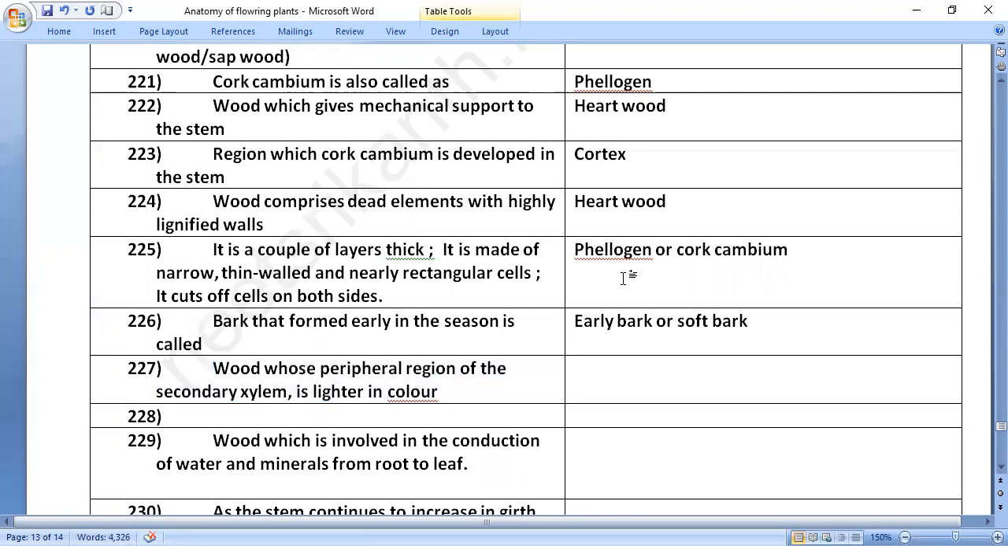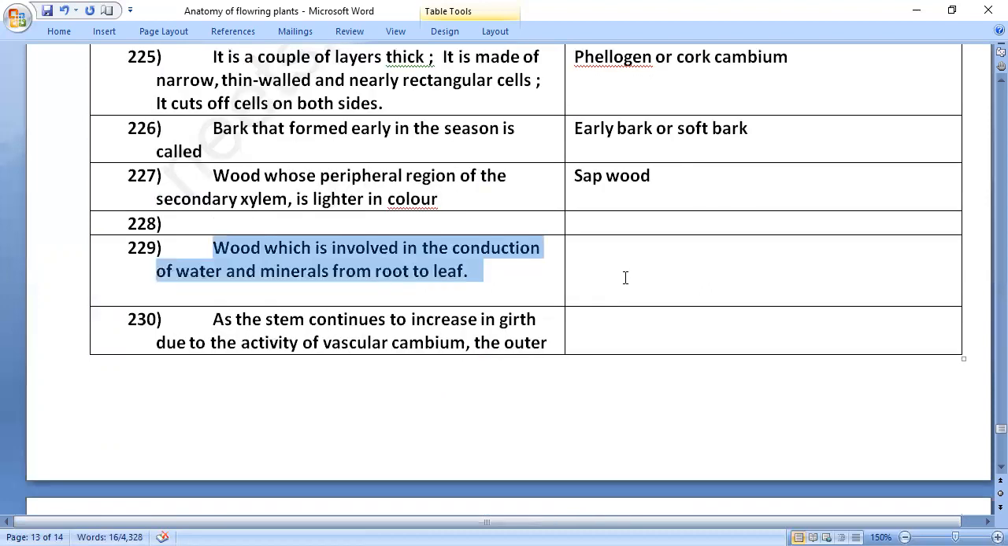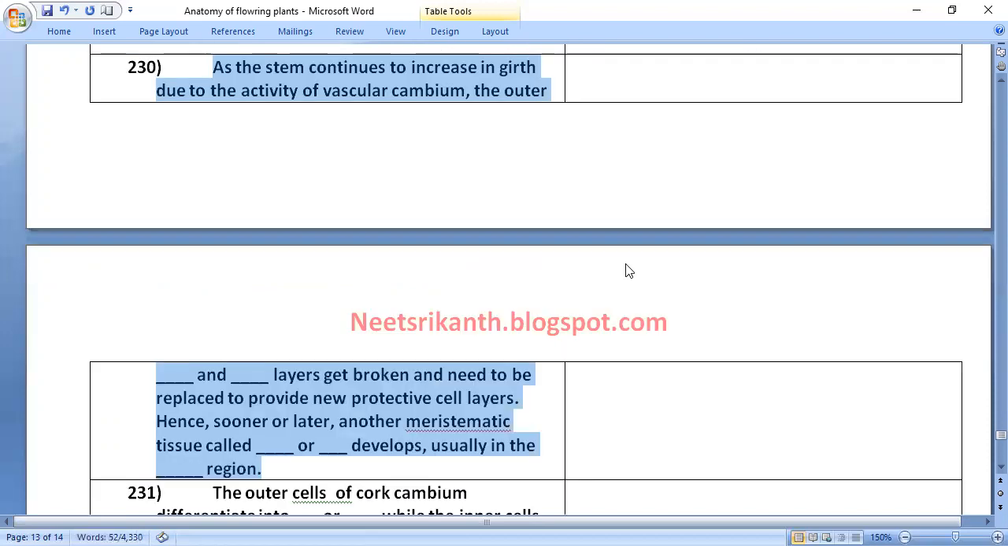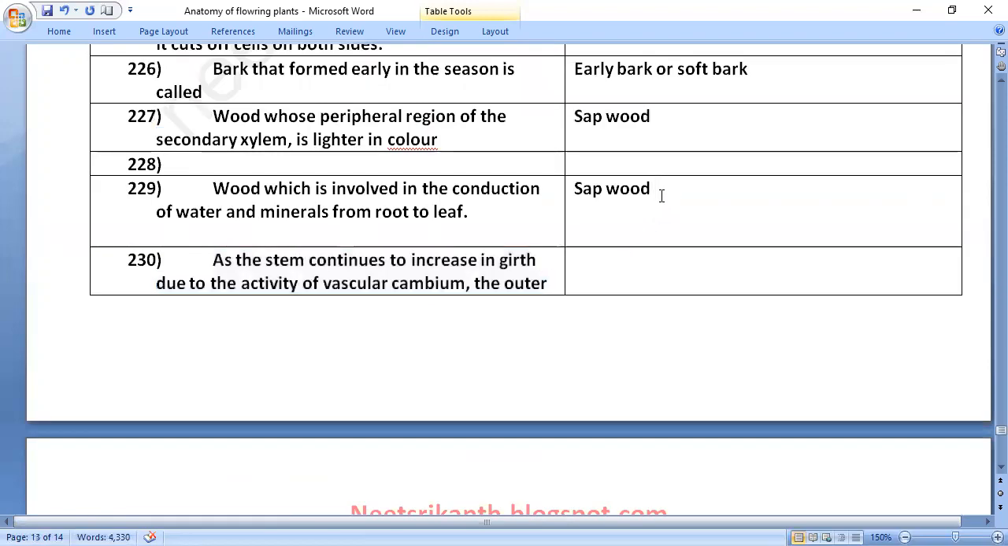The wood whose peripheral region of the secondary xylem is lighter in color is sapwood. Sapwood is involved in the conduction of water and minerals from the root to the leaf.